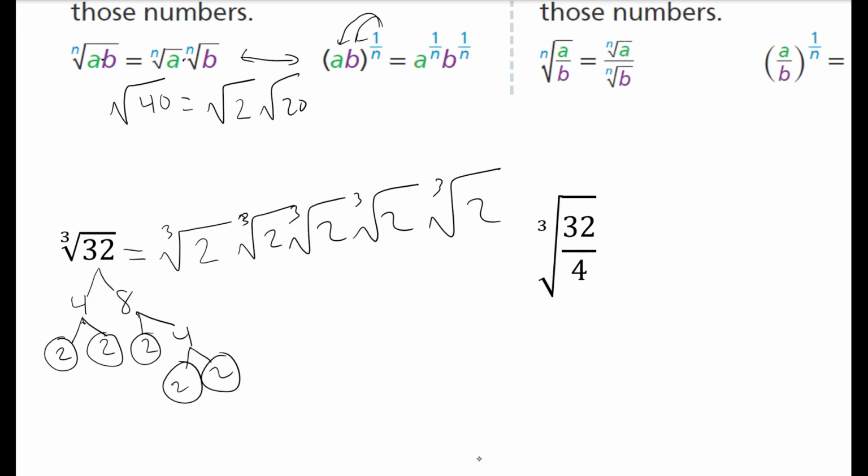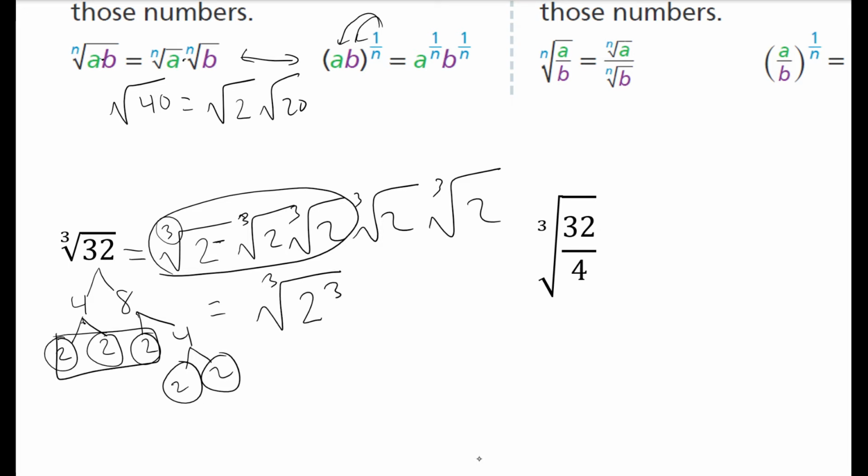So this is what the property says that you can do. You can split it up into separate radicals. However, in the previous lesson, you may remember that we wanted to match the index to the exponent, right? So in this case, we're going to go ahead and collect these 3 2's in order to become 2 to the 3rd power. And in that way, you can cancel out the radical with the index, the radical with the power, and therefore you get the number 2. So basically, you pull that triple out and it becomes a 2.